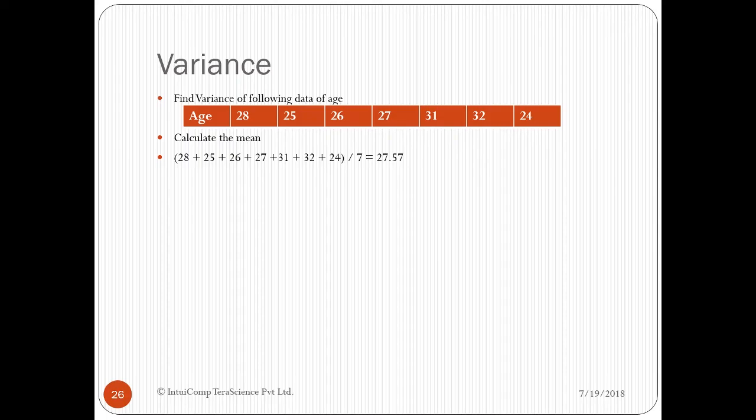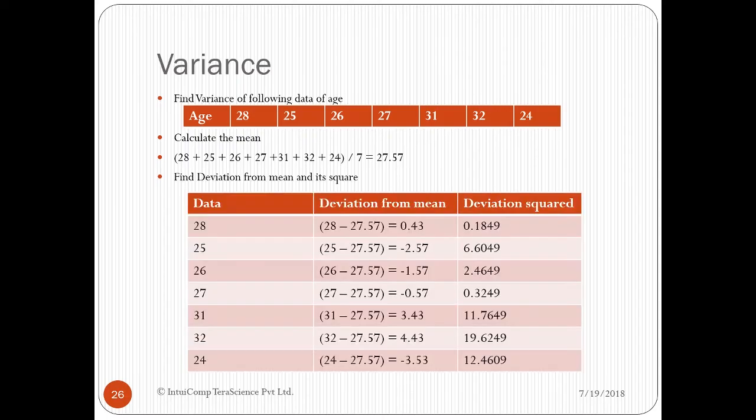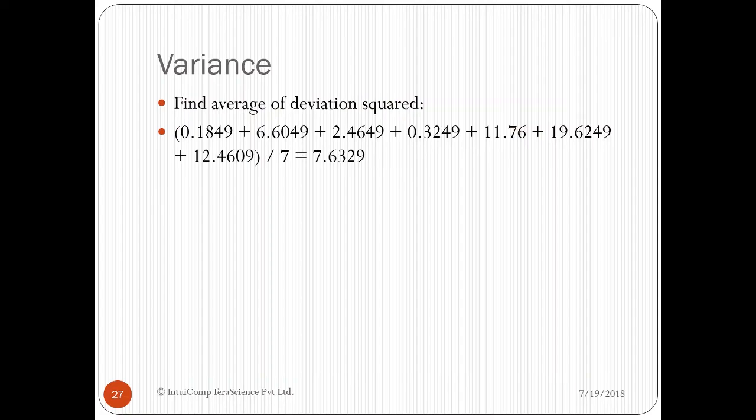Then find deviations of each data point from the mean by subtracting the mean from it and then squaring the deviation to obtain the deviation squared of each data point. The variance is the average deviation squared and is found to be 7.6329.